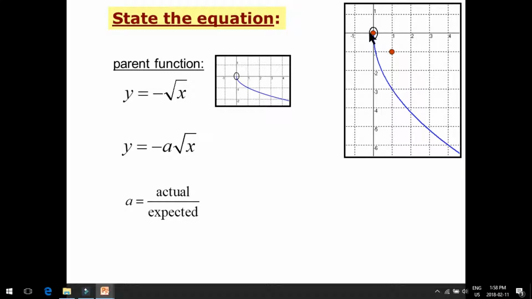We expected, when we displaced ourselves 1 from the vertex, to go down root 1, because it is, after all, a root function. But that's not actually what we did. We actually went down all the way to there, which is 3 down. So actual was 3 down, when expected was 1 down. So actual over expected is 3 over 1, which is 3. So the a value is 3. And we can now state the equation of our graph.